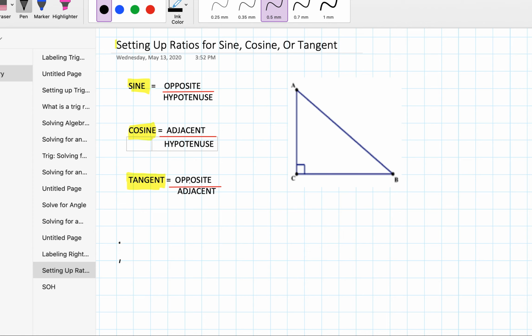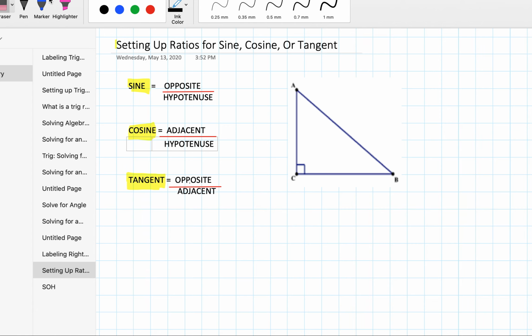One side note we can notice is that tangent is really the opposite side, which is the one sine uses, divided by the adjacent, which is the one cosine uses. So you'll learn in higher math that tangent of x is really equal to sine of x divided by cosine of x. So we really have only two. The third one, tangent, is a combination of the first two. So that's just a side note.